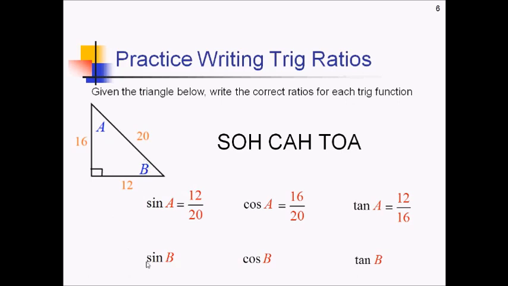With angle B, sine, that's opposite over hypotenuse again. Opposite this time from angle B is 16. Hypotenuse is still 20 though, notice. Cosine of B, we've got adjacent 12 over hypotenuse of 20. And then finally, tan of B, that's going to be opposite of 16 over adjacent of 12.